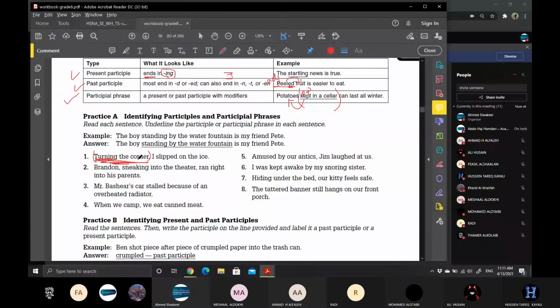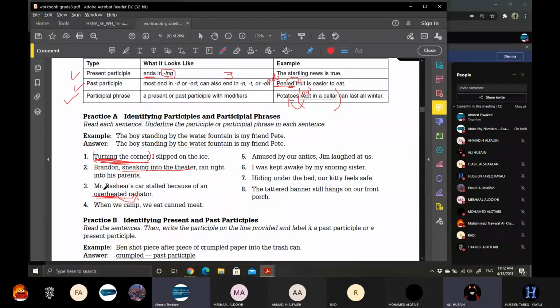Brandon, sneaking into the theater, ran right into his parents. So, Brandon ran right into his parents when sneaking into the theater. So, sneaking into the theater describes Brandon. All of it is called the participle phrase. Mr. Bashir's car stalled because of an overheated radiator. Here I have only one word, overheated, to describe the radiator. So that's called past participle. Okay, Ali?